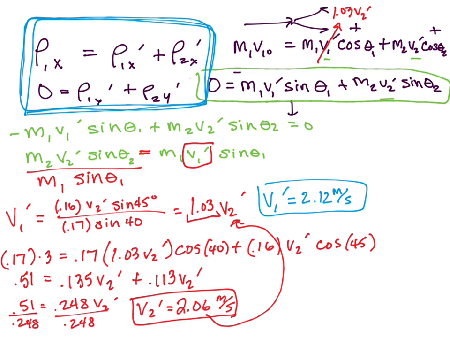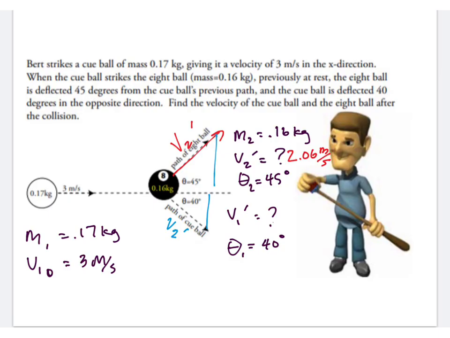Yes. Why are they both V2? I meant to put V1 right here. This guy should be V1. Yeah, sorry. Good question. So we know now V1 was 2.13 at 40 degrees.